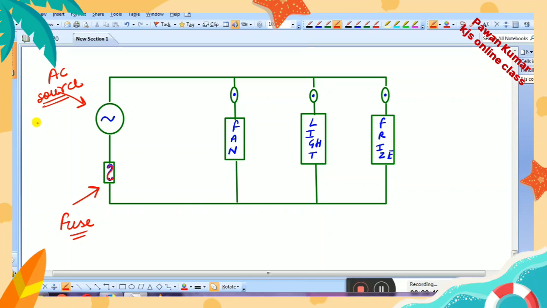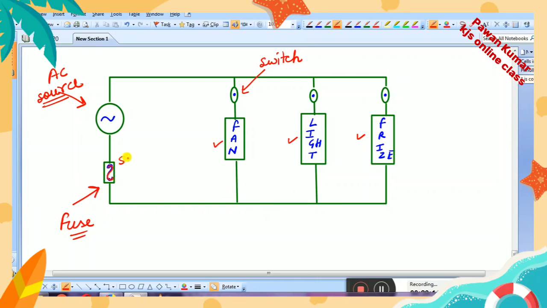As you know, at your home, what type of electricity is coming? It is AC, alternating source, right? So that's why I used the alternating source symbol here. What is this? This is a switch. Like you have so many switches in the electricity board for different things, I also connected 3 things here: fan, light and fridge.